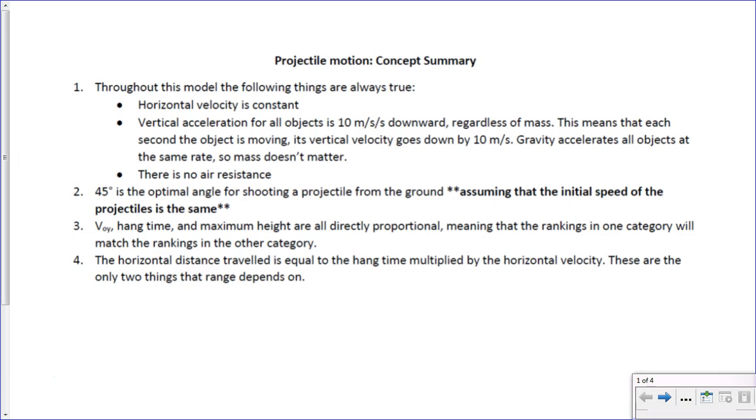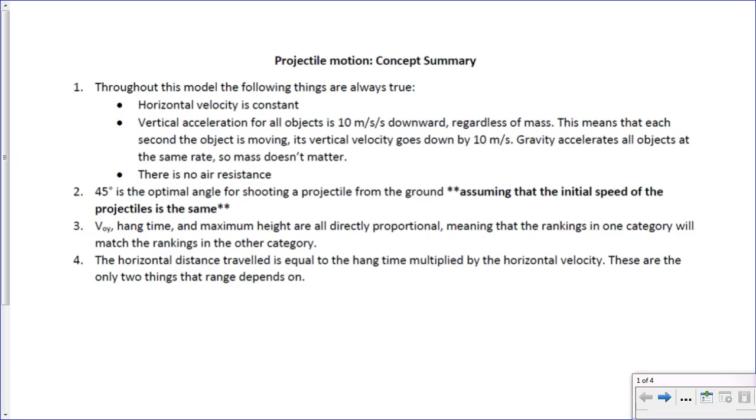This is because 45 degrees balances giving you a vertical velocity, which will give you larger hang time, and the horizontal velocity, which will help you move more quickly in the horizontal direction. Now, if you are changing the speeds at all for what's coming out of your projectile launcher, all of this goes out the window. You cannot use this rule if you have different speeds coming out of the projectile launcher. And so 45 degrees is the optimal angle for a projectile, assuming that we have the same initial speed coming out of that launcher.